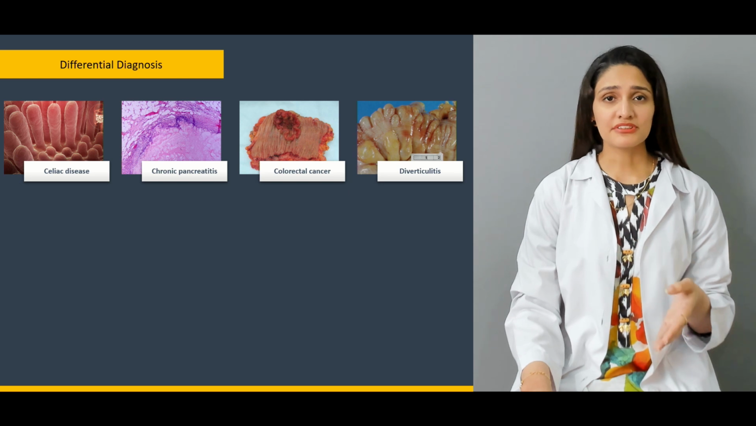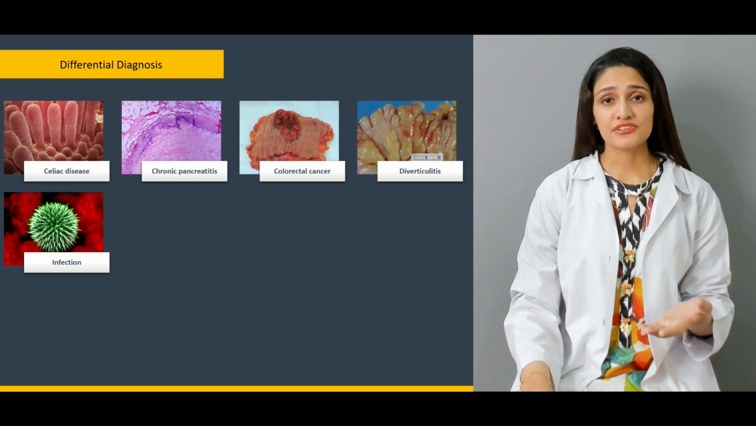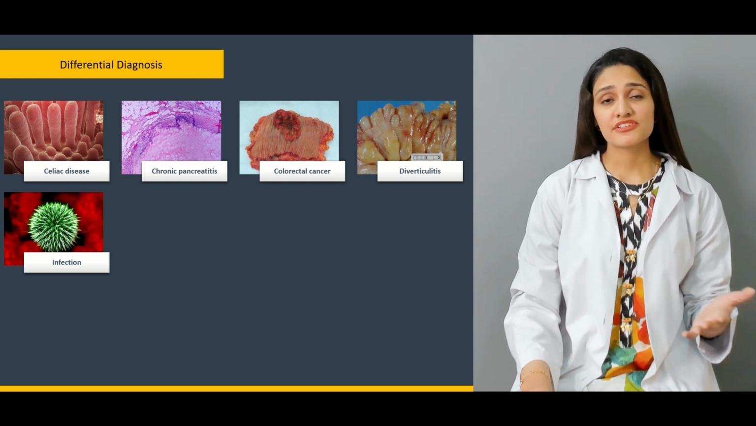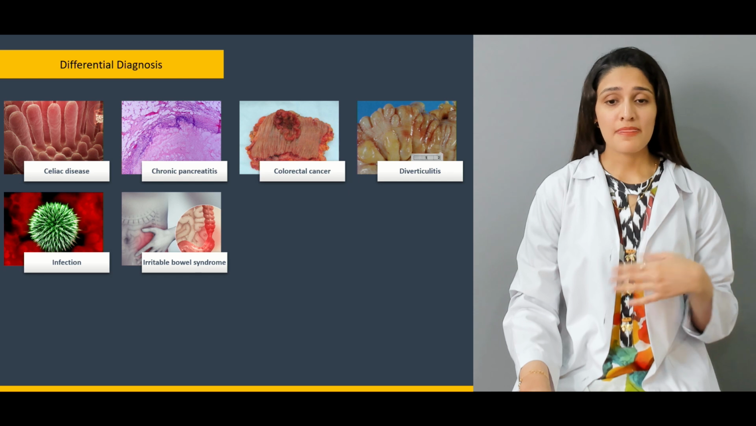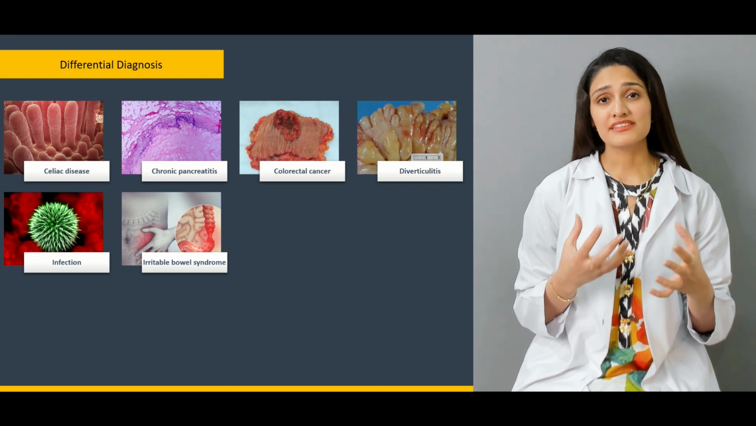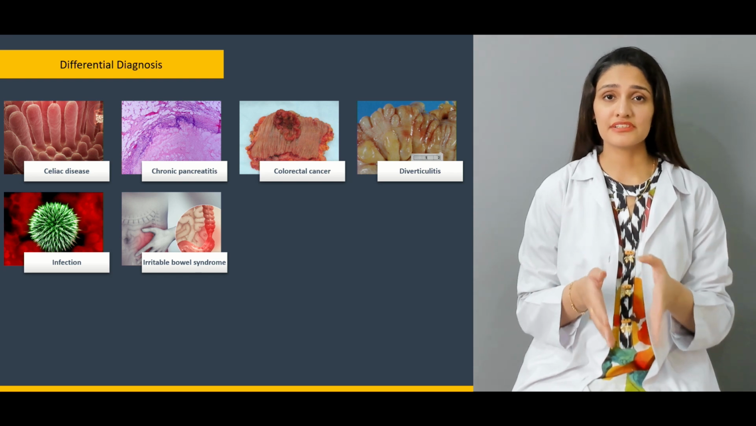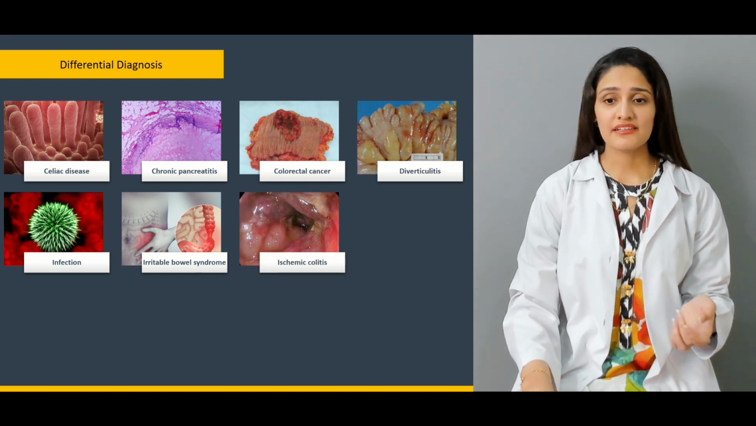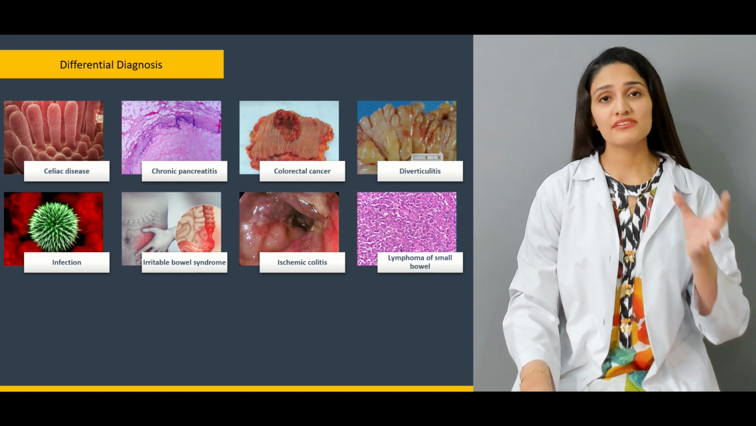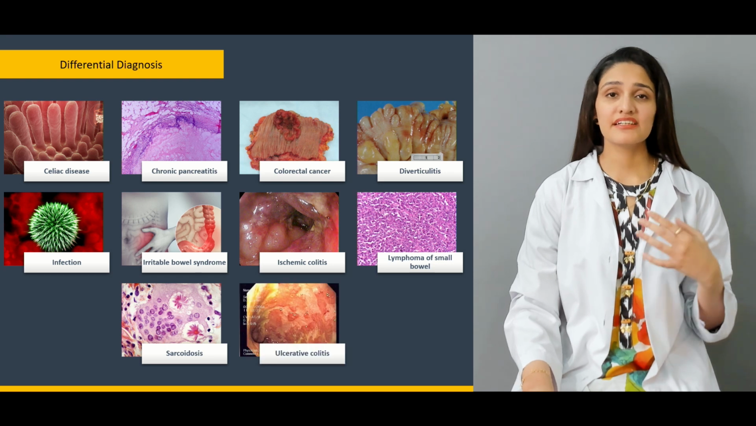Other than that, we've got diverticulitis, which also presents with diarrhea, and different types of infections such as Campylobacter and Entamoeba histolytica. And then we have irritable bowel syndrome, which has a set of very vague symptoms such as constipation alternating with diarrhea. So this is also one of the differential diagnoses that we should be taking care of. And then we have ischemic colitis, lymphoma of the small bowel, all involving the small intestine, sarcoidosis, and lastly ulcerative colitis.